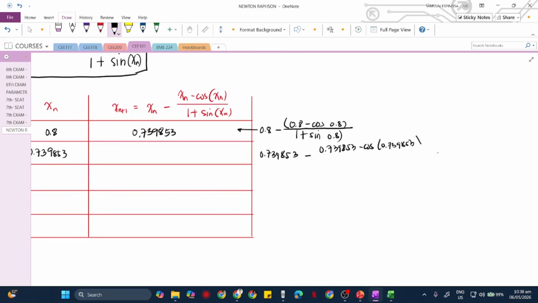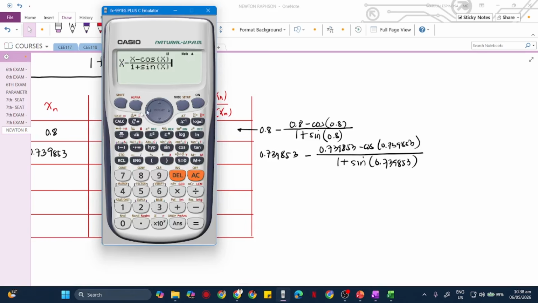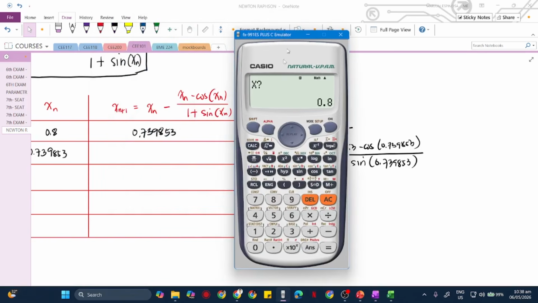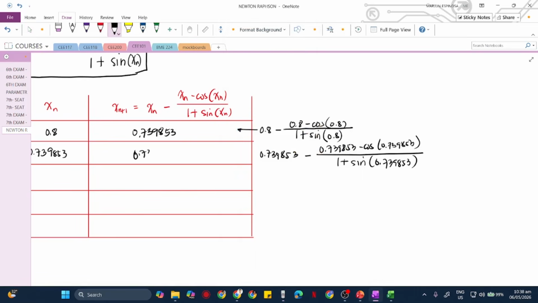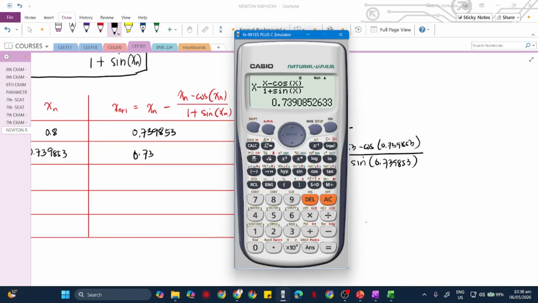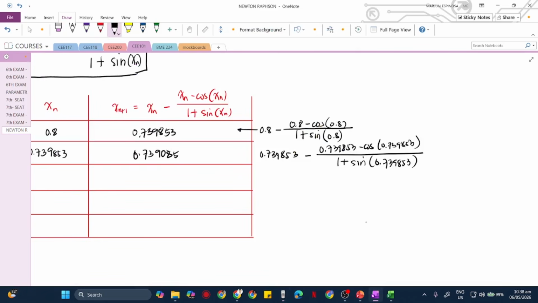Okay, all over. Ito. 1 plus, meron dito ha, 1 plus sine of 0.739853. Okay. So, balik kayo sa calculator ninyo. Huwag nyo lang tong i-erase, no? Calc tayo ulit. Ang gagamitin naman nating value is itong value na to, 0.739853. So, ang mangyari niyan, that was equivalent to 0.73985. Okay, yan yung value natin, no?